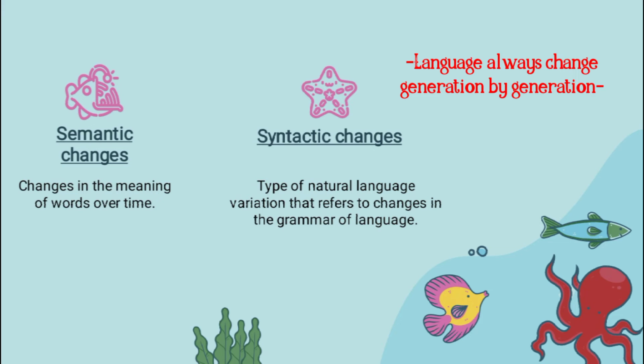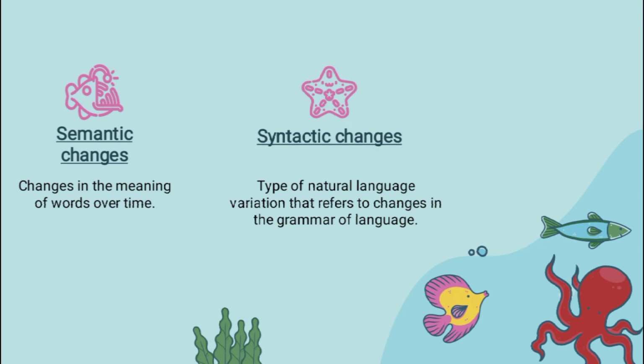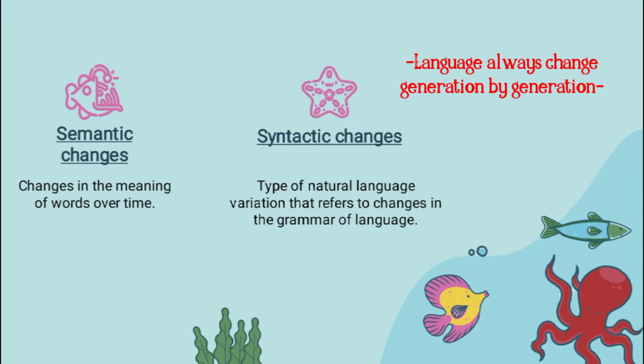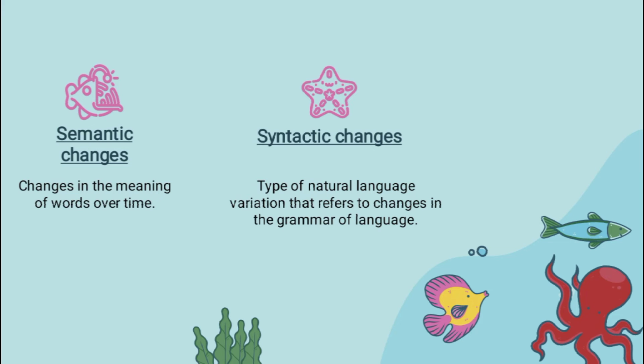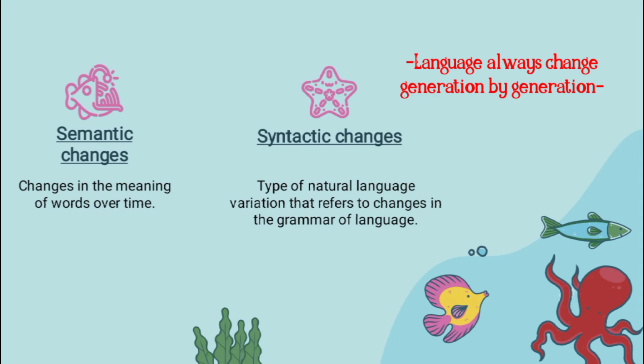So, language always changes generation by generation. Pronunciations evolve. New words are borrowed or invented. The meaning of old words drifts, and morphology develops or decays.